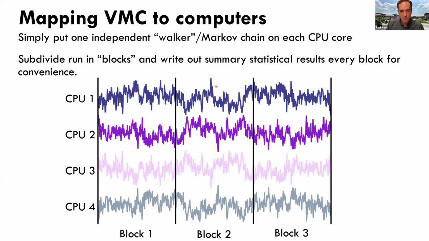We have this noisy plot measuring the energies in the Monte Carlo for each CPU. And one thing that I think every QMC code does is subdivide this run. We do lots of steps in the Monte Carlo, but then break it up into blocks and only write out summary statistical results every block. This is a convenience and an efficiency measure, because the codes are only writing data every block, and they're not going to be spending too much time doing I/O. So that's a little bit of the nomenclature. Fortunately, VMC maps really well onto our current hardware.